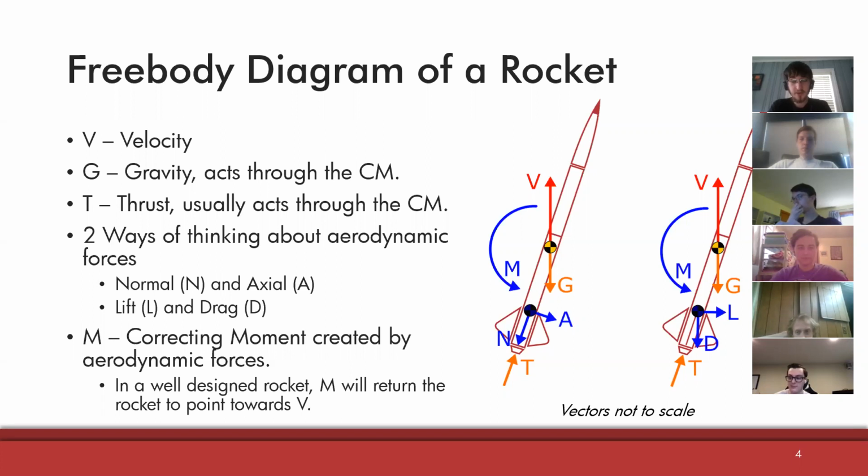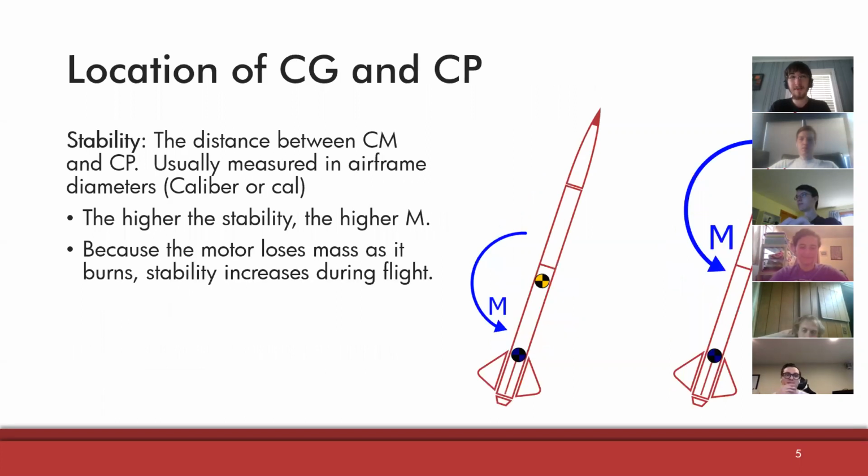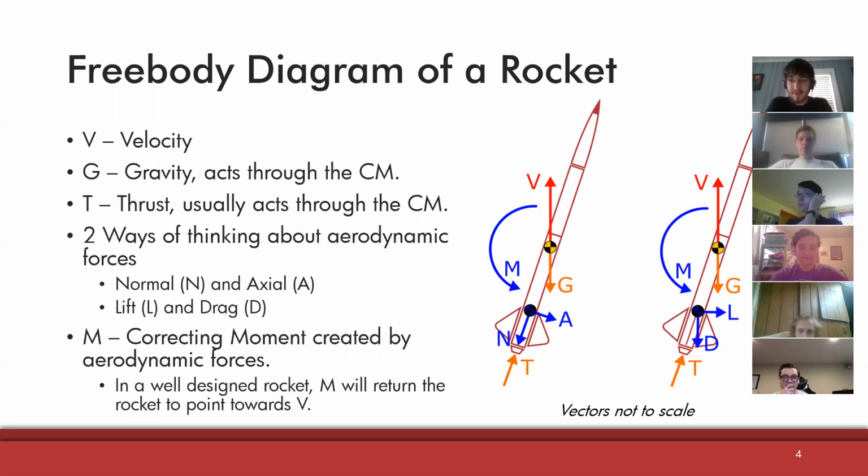Thrust, also, if you built your rocket correctly, should act through the center of mass as well and also produce no moments. Oh, whoops. I accidentally put my hand on the computer. There are some situations in which your thrust will be off axis and produce moments, like if you don't align your motor correctly, or if you're doing thrust vector control, which is very much outside of the scope of this PowerPoint. But for our purposes, it does not produce any moments.